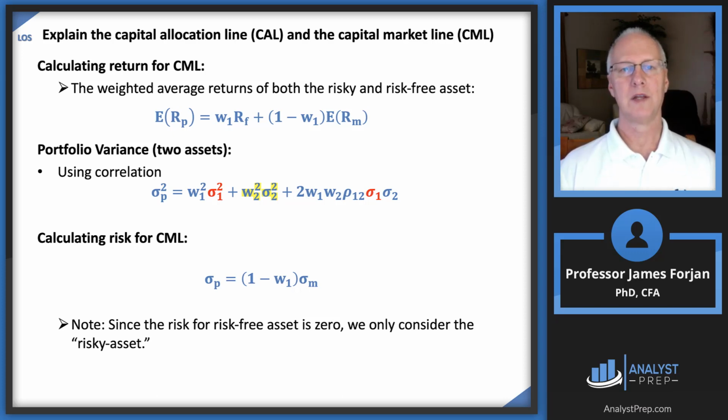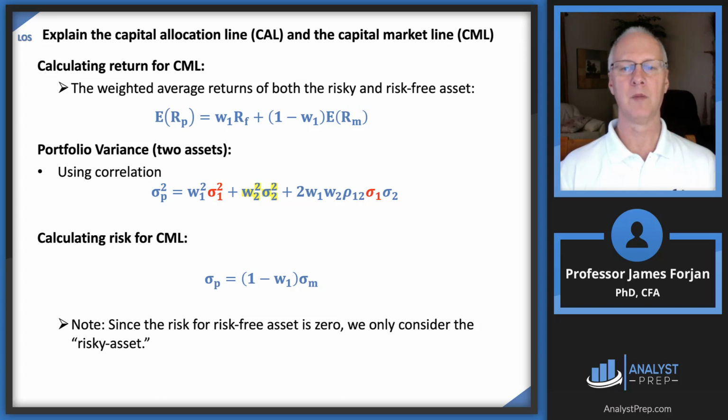Now let's go ahead and take a look at some formulas here. Let's compute the return on the capital market line. That's just going to be a weighted average. So the expected return on the portfolio is going to be the percentage invested in the risk-free asset, and then 1 minus that percentage invested in the market portfolio. And so that's what we're going to do.